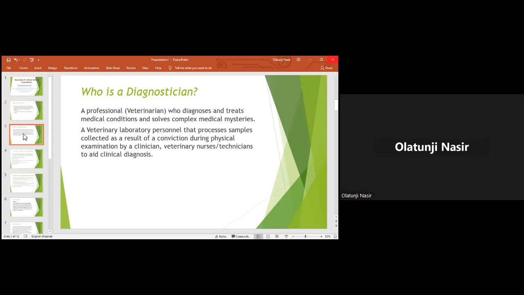So I want you to have that at the back of your mind, because we are still going to use it. Then the next question that I've asked you is, who is a diagnostician? It's also a broad term. It's a professional, in this case, you being veterinarians, who diagnoses and treats medical conditions and solves complex medical mysteries, like you will be solving in a few years' time. For example, too, a veterinary laboratory personnel that processes samples collected as a result of a conviction during physical examination by a clinician, or a veterinary nurse or veterinary technician to aid clinical diagnosis, can also be said to be a diagnostician.